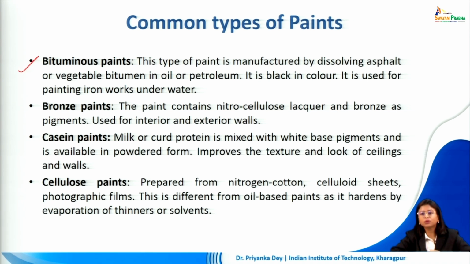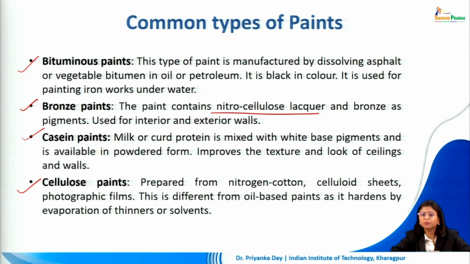We know that bitumen is also a very good damp proofing material. So this type of paint can be applied when we are dealing with places exposed to a lot of water. This can especially protect iron and other metal works. Bronze paints are paints which contain nitrocellulose lacquer and bronze as pigments, and they are used for interior and exterior walls both. Casein paints are milk or curd protein, and it is mixed with white base pigments, and this is available in powdered form. It improves the texture and the look of ceilings and walls.